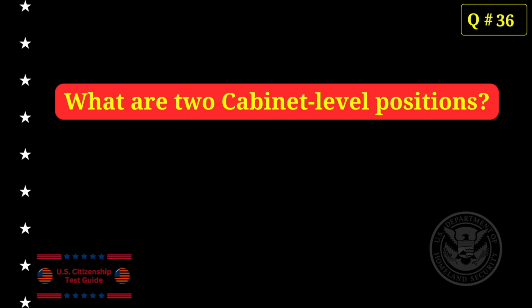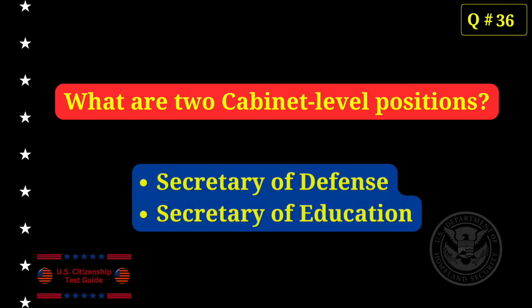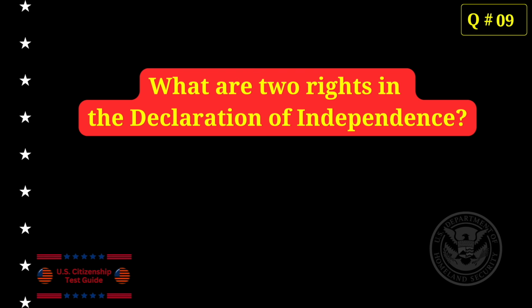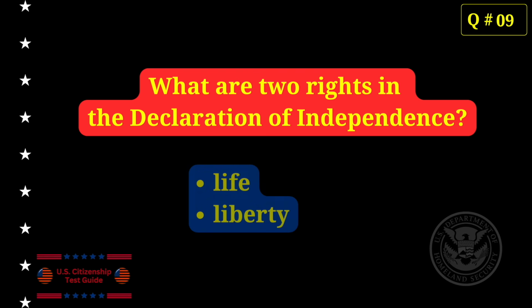What are two cabinet-level positions? Secretary of Defense, Secretary of Education. What are two rights in the Declaration of Independence? Life, liberty.